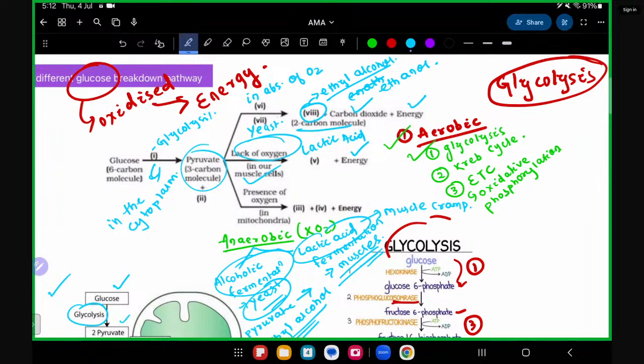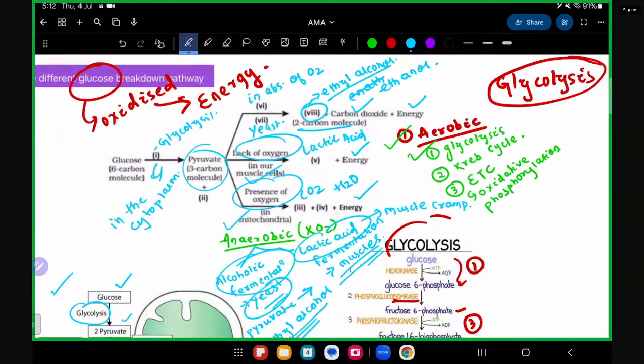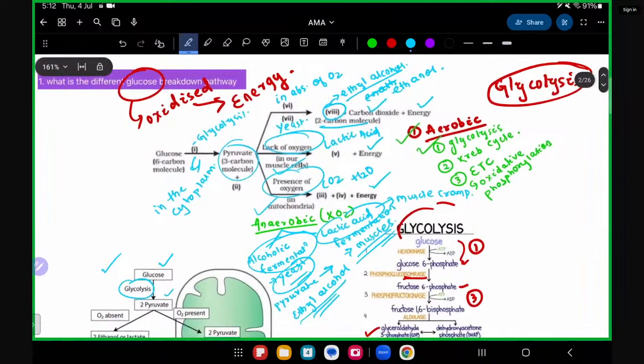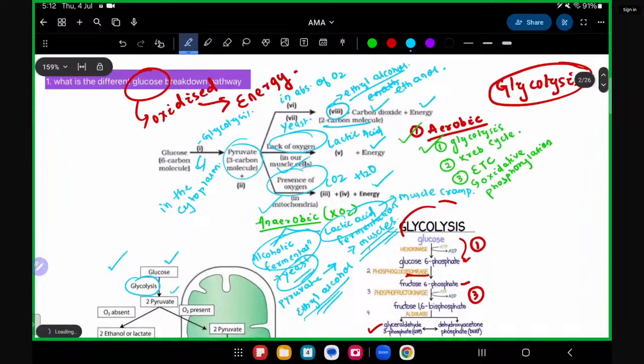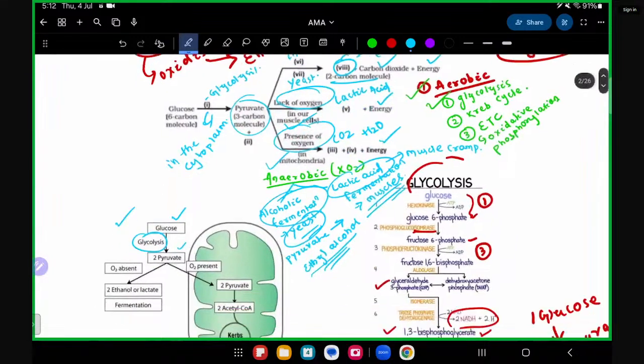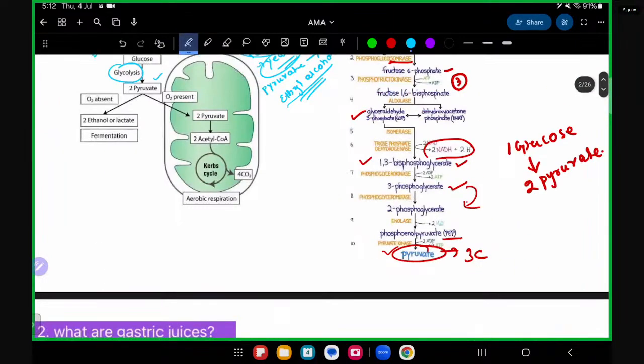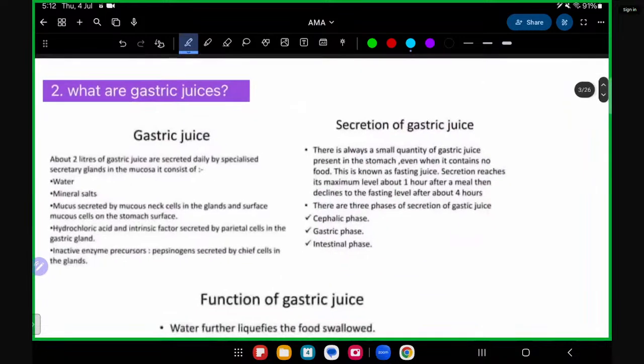Okay. So now aerobic respiration, that is in the presence of oxygen, is taking place in the mitochondria. What are the byproducts? One is energy, one is carbon dioxide, and one is water. So now we know the different glucose breakdown pathways. Is it clear? Then we have our next question.